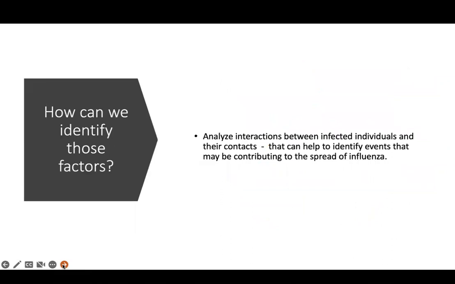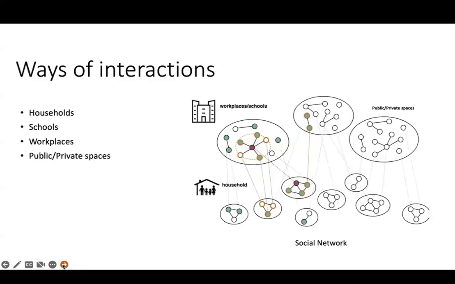To identify the events that contribute to the spread, we can start by looking at interactions between infected persons and their contacts. So can you think of places where people interact with each other on a daily basis? Places like households, schools, workplaces. These are some commonly visited places where people interact with each other.